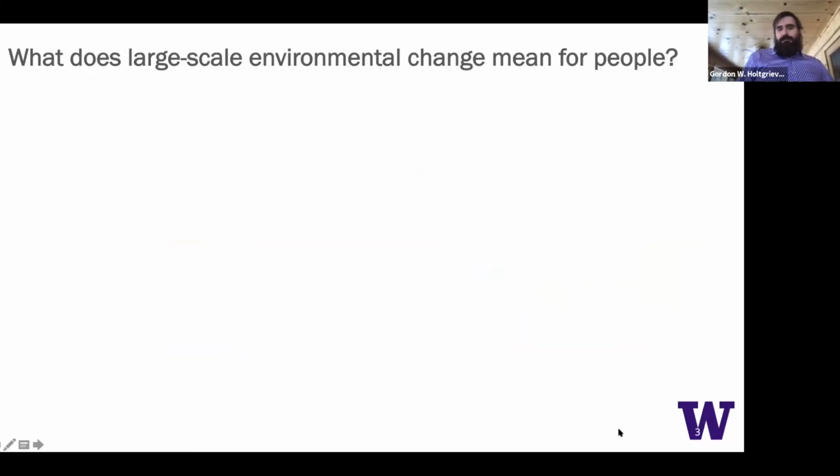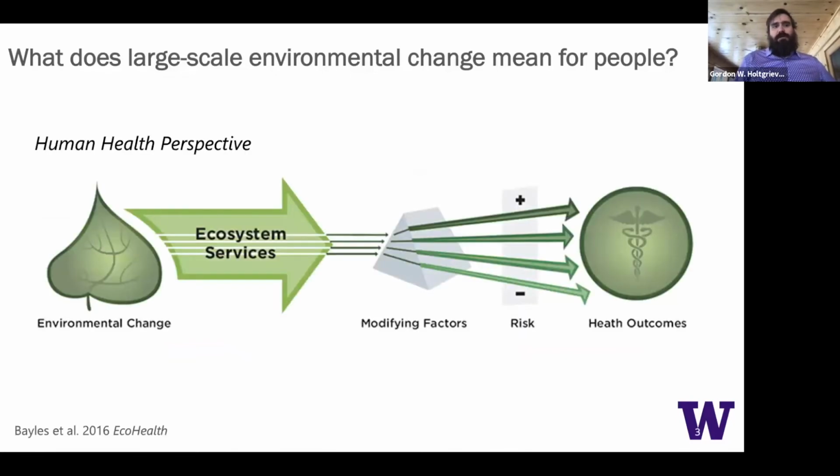So that leads us to this question of what does large-scale environmental change mean for people? And I really like this perspective, and it keeps with the theme of this seminar series, which is taking a human health perspective. What we've got here is a diagram that shows, all the way on the left, environmental change. So the world is changing. We're having pretty significant impacts on our environment. This is going to impact ecosystem services.